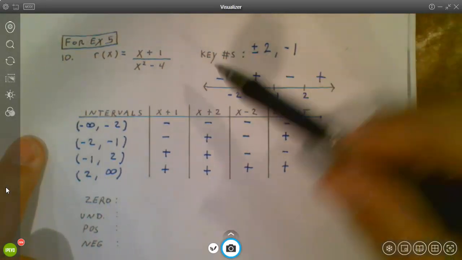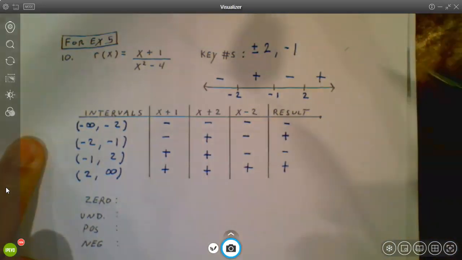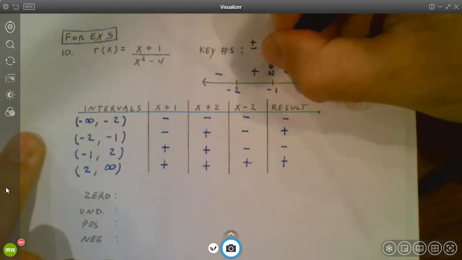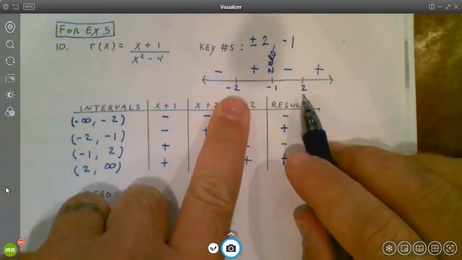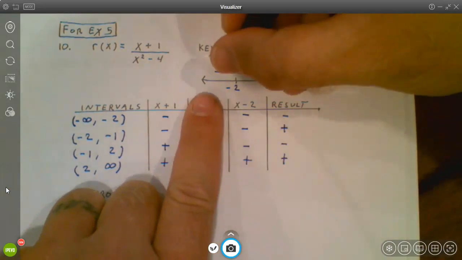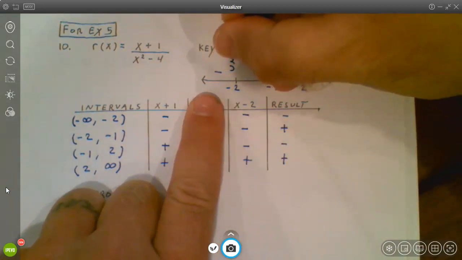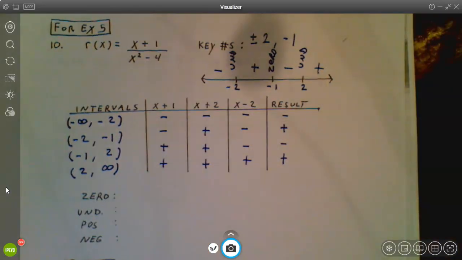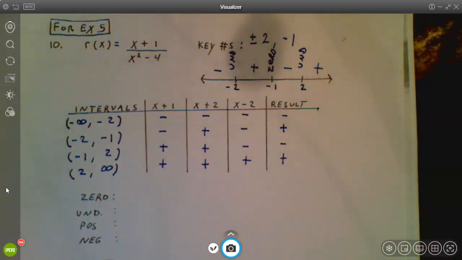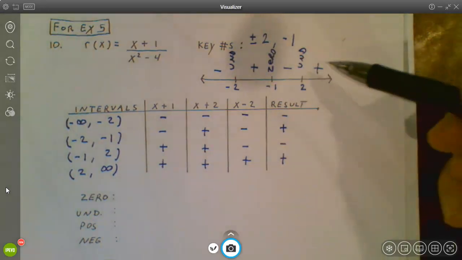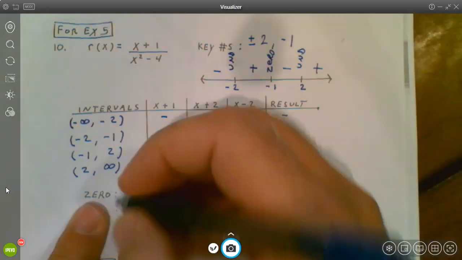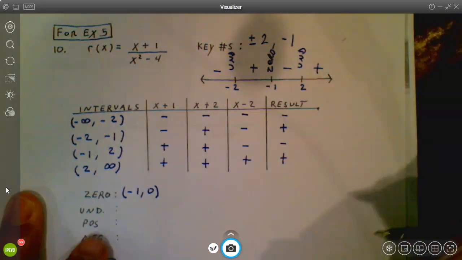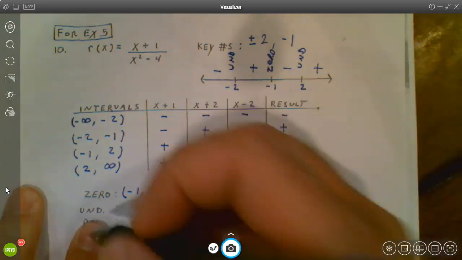So for now, let's just keep in mind that this negative 1 was our 0, and these guys were asymptotes. So really, these were sections of the graph that were undefined. So that will definitely factor into the way we write our answer in the next part. So it's good to recognize those. So the 0 on this was at negative 1. The undefined values were the negative 2 and the positive 2.